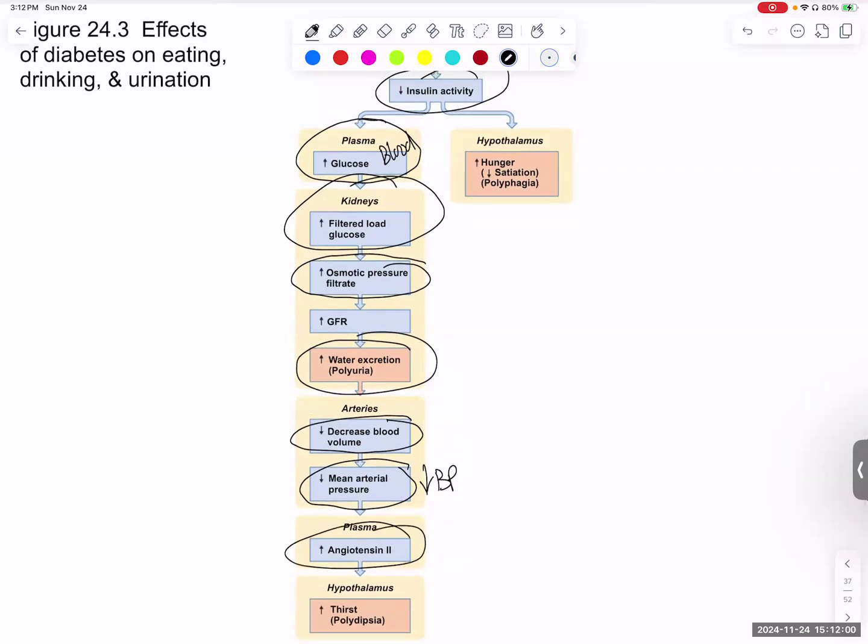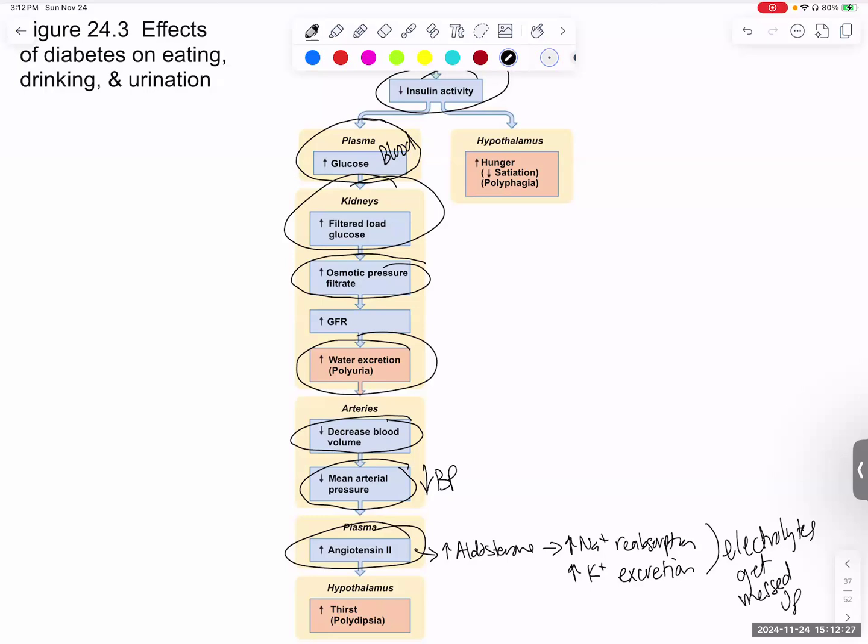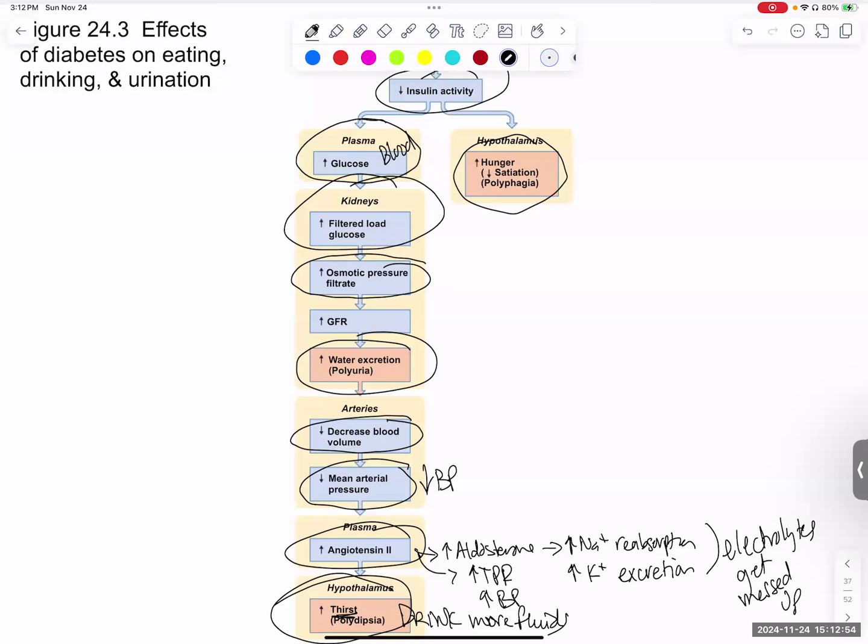That's going to stimulate the release of angiotensin 2, which is going to increase aldosterone secretion to increase sodium reabsorption and increase potassium excretion. So here's where the electrolytes get messed up. And also, aldosterone increases total peripheral resistance, which increases blood pressure back up. Also in the hypothalamus where your thirst centers are, it's going to tell you to drink more. So thirst centers go up. In the hypothalamus, you also have your satiety centers that are telling you we need energy, even though you're storing energy, but you still feel like you have to eat all the time.